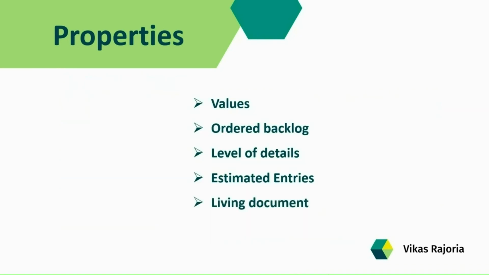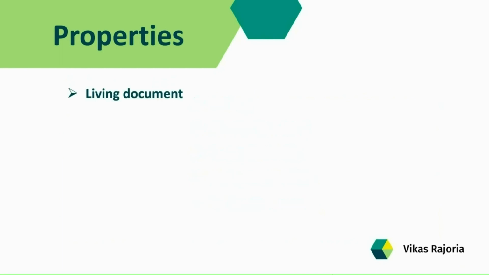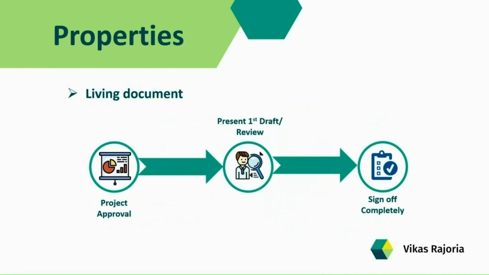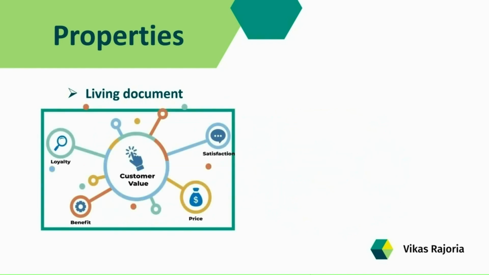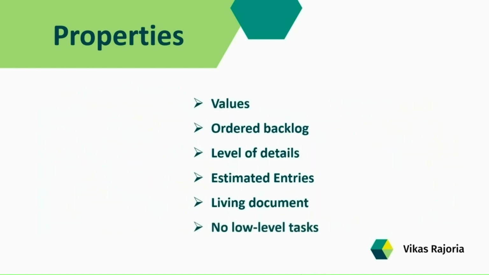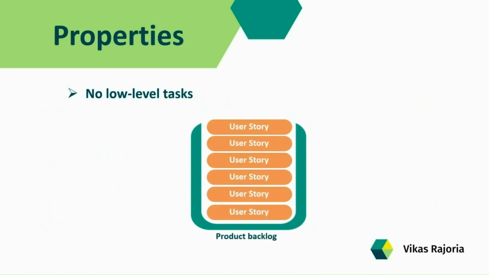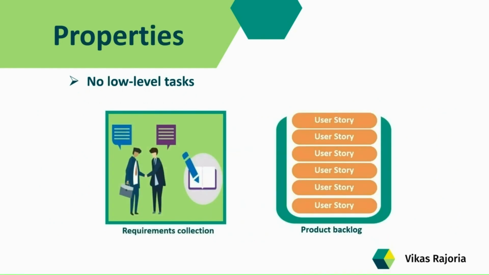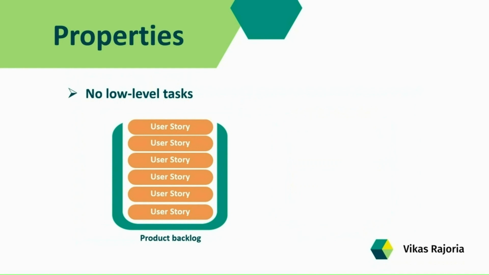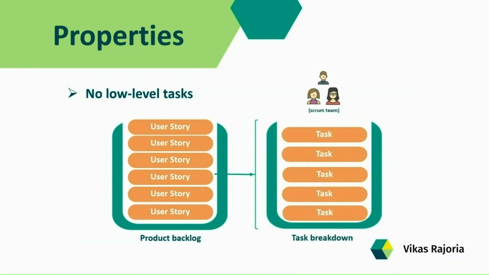The product backlog is a living document, which means new requirements can be added and existing requirements can be modified at any point in time throughout the project, which ultimately maximizes the customer value and minimizes the development effort. Then we have no low-level tasks. The product backlog should not contain detailed requirement information. Ideally, the final requirements are defined together with the customer during the sprint. And the further breakdown of these requirements is the responsibility of the Scrum team.